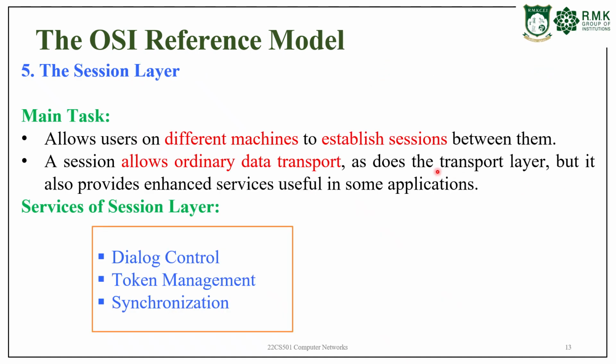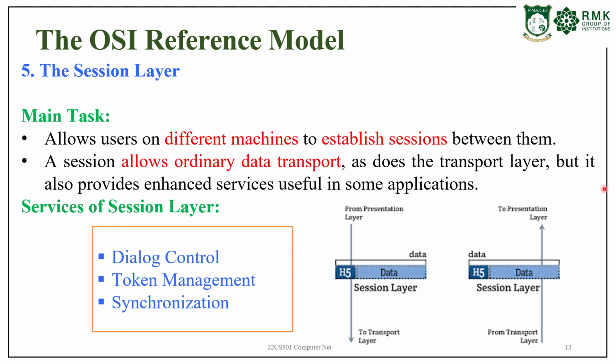The next layer we are going to see is the session layer. This is the fifth layer. The main task of this layer is to allow users from various different kinds of machines to establish sessions between them. Once they establish the sessions, only then is the data transmission going to take place. So the session layer allows ordinary data transport, and it also provides some enhanced services. So what are all those services? Dialogue control, token management, and synchronization.